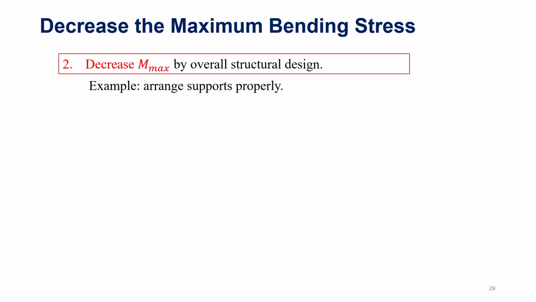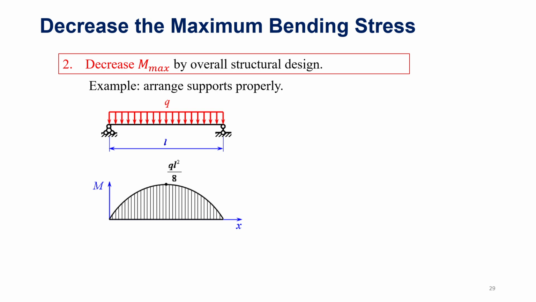So how do we decrease the maximum bending stress? This is another approach. We can decrease the maximum bending moment by overall structural design. Here I'll give you an example. This is a simply supported beam subject to a uniformly distributed load. If we draw the bending moment diagram, we can see the maximum bending moment is qL squared over 8.